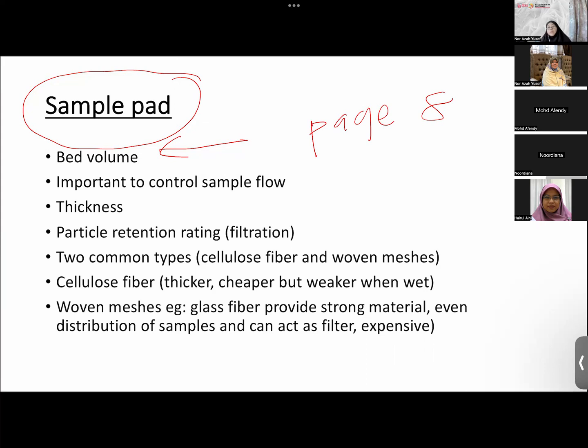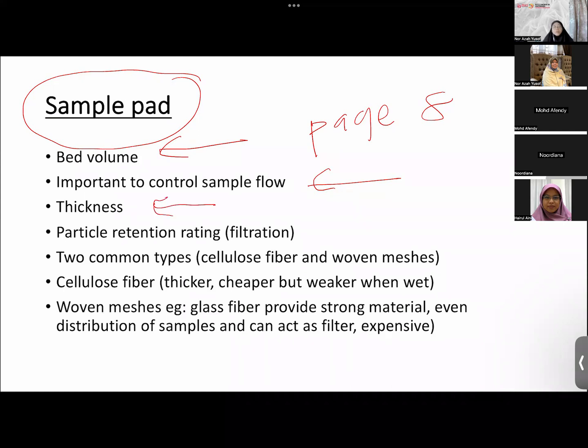So whenever you consider this, you have to ask the supplier about the porosity, because the specification comes with the supplier. This is important to control the sample flow, because if the sample does not flow, then you're not going to get a reading at all. It also depends on what kind of samples you wish to test. If you wish to test something very viscous, then you have to test a few types of sample pads. The details of sample pads you can read, and usually we need to discuss with the supplier.